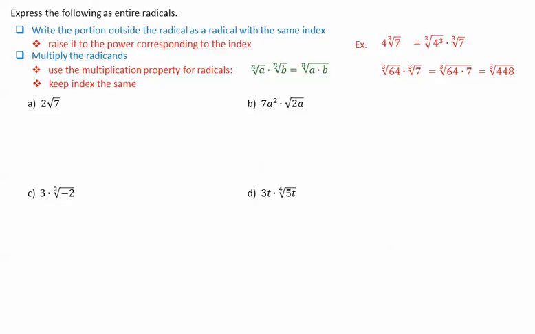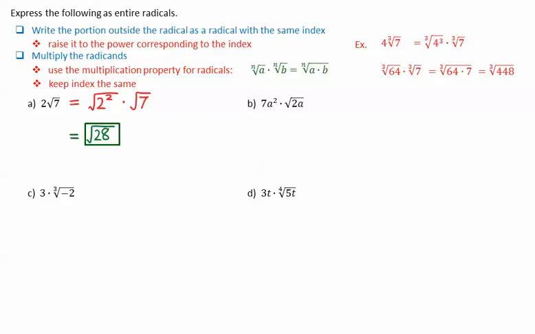For question A, 2 times the square root of 7. Since our index here is 2, we're going to take the square root of 2 squared. This is going to be the square root of 4 times the square root of 7, giving us the square root of 28 as our final answer.